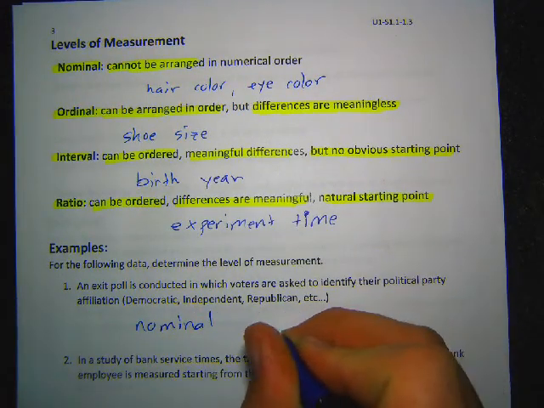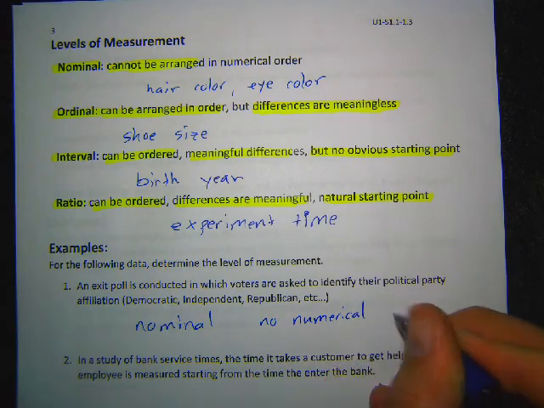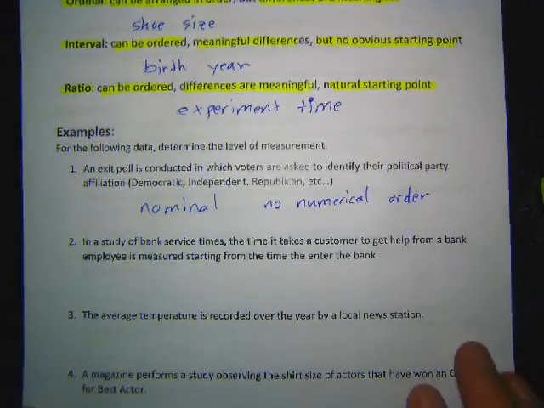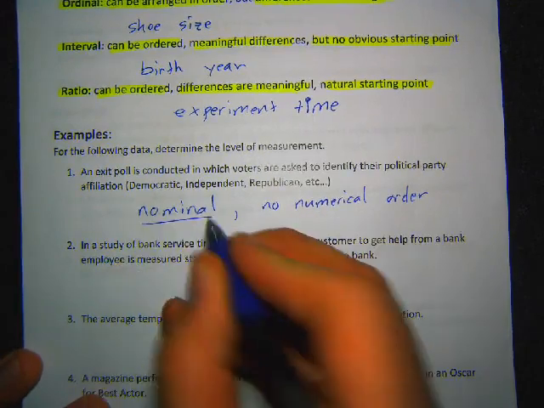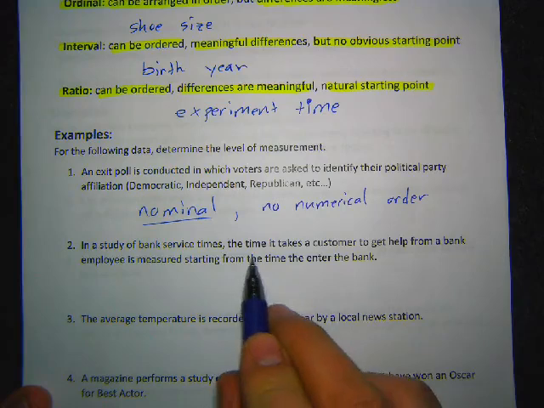Not numerically. So no numerical order. You could maybe order these alphabetically, but that's just arbitrary. So we don't have a numerical way to organize them. So they're definitely nominal.